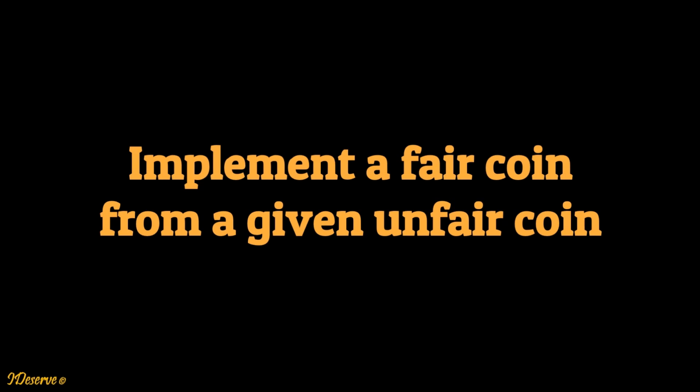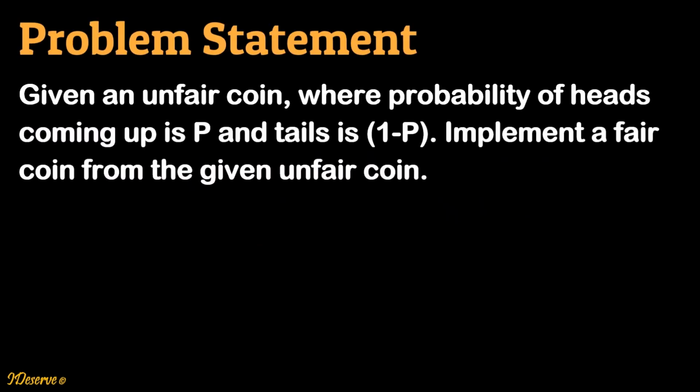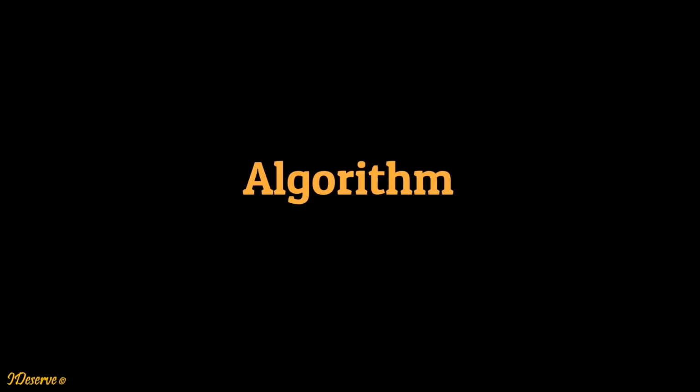Let's have a look at another interesting problem today, which is how to implement a fair coin from a given unfair coin. So the problem statement is, given an unfair coin where probability of heads coming up is P and tails is 1 minus P, implement a fair coin from the given unfair coin. Now let's have a look at the algorithm for solving this problem.